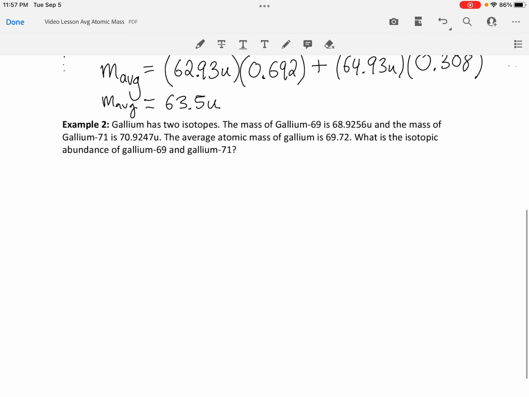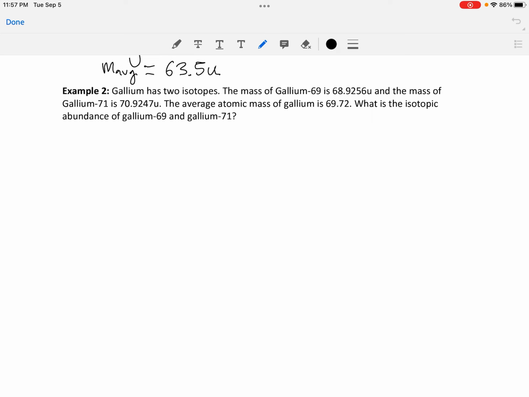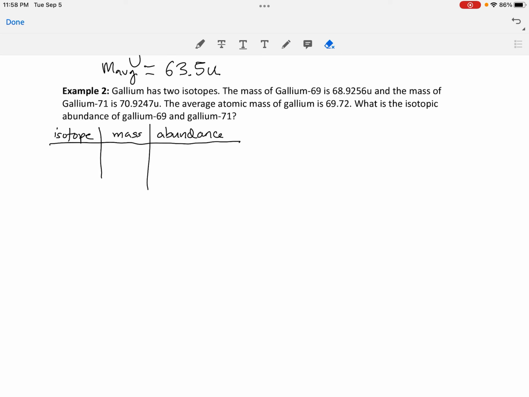Let's look at another example. It's a little bit trickier. So what if we're given the mass of each of the isotopes? So gallium-69 has this mass. We're going to definitely need our chart here. So the isotope, the mass, and the abundance. Our little chart. I might need more space for the mass. I'll move that over.